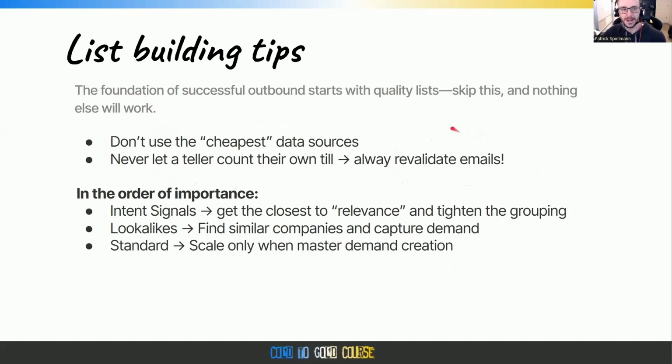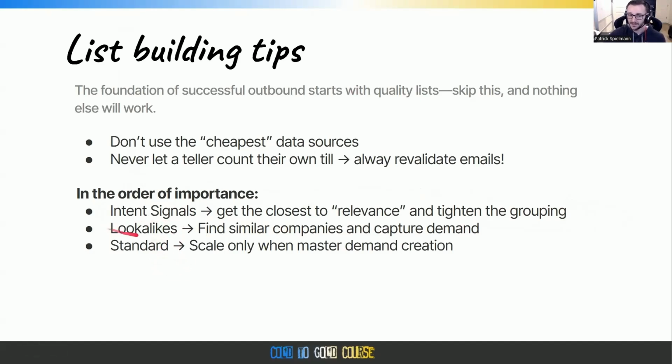And then in terms of relevance with list building, in order of importance, you want to try to find intent signals. We talked about this a little bit a couple days ago on the first call. The more intent signals that we can find gets us closer to relevance and tightening that grouping within our list. This is going to substantially increase our engagement and our reply rates, our conversation and positive reply rates, and our opportunity rates. And if you can start here and get really good at this, you may not need to use some of these other data sources.